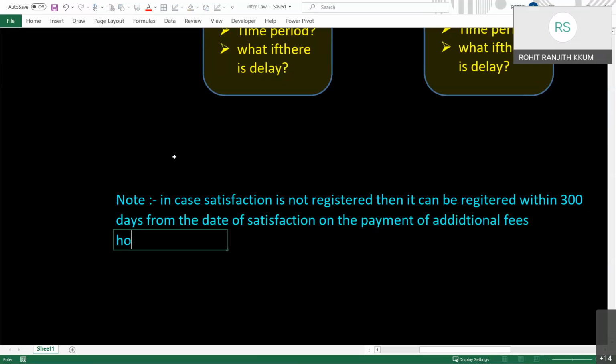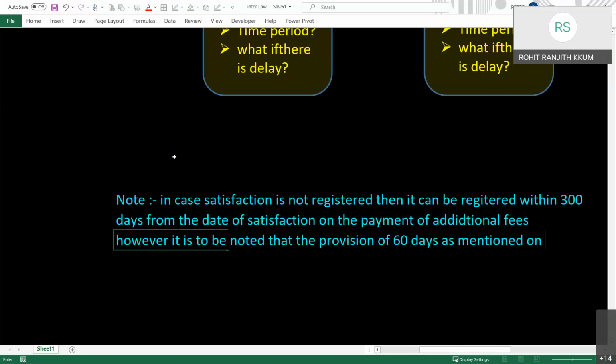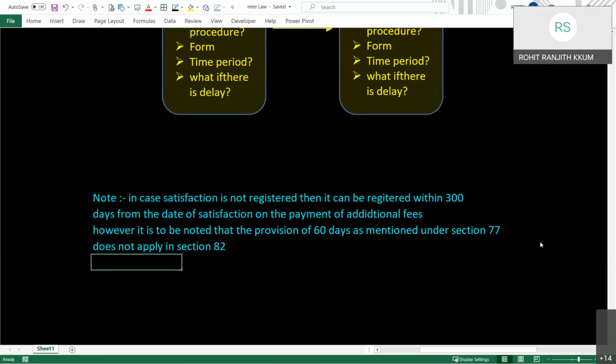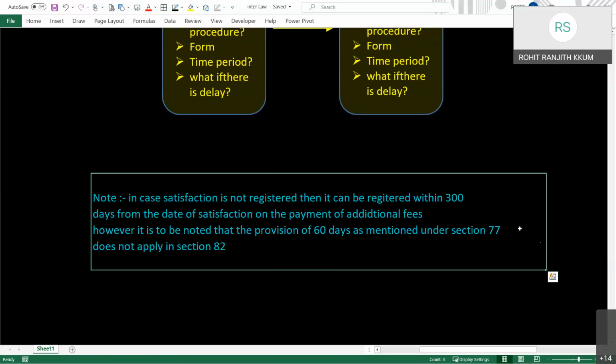But however, it is to be noted that the provision of 60 days as mentioned under section 77 does not apply in section 82. Do you know what is the concept of 60 days under section 77? So look, many students are making the mistake. Why is this note important? Many students believe that, do you remember section 77, for all those charges which are created after the amendment of 2019, the period is not now 300. The period is now 60 days.